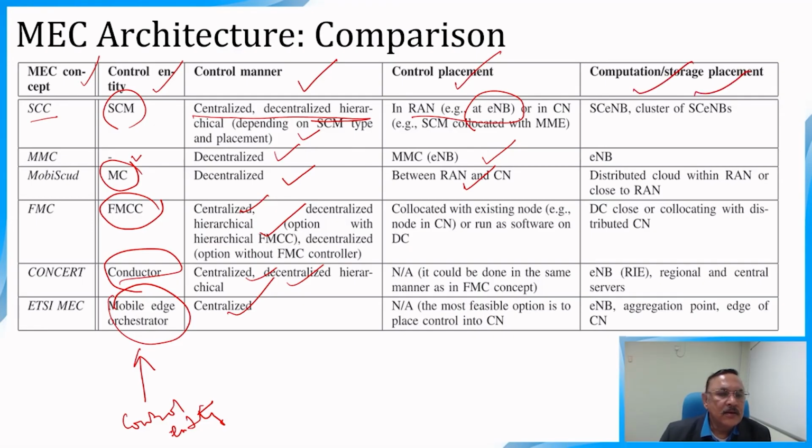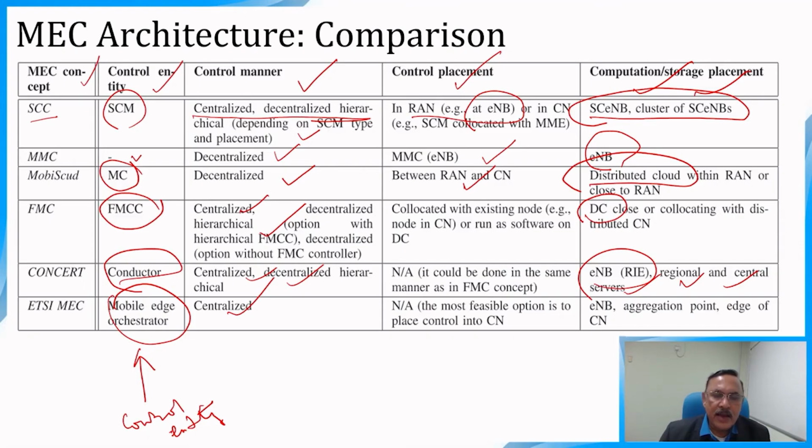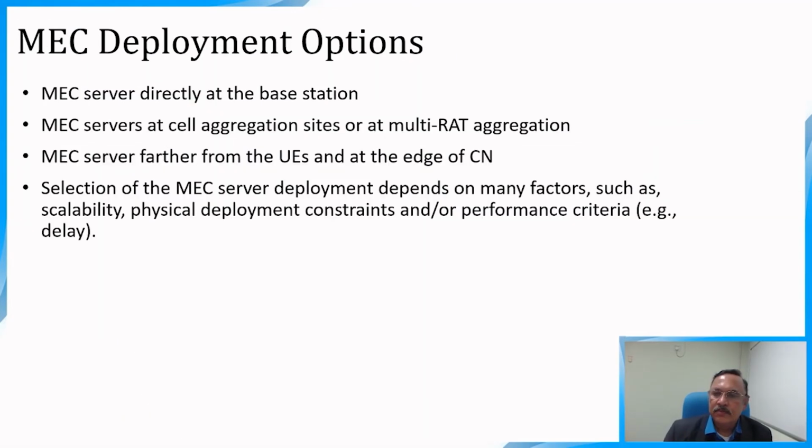Computation and storage placement: in SCC it is the SCeNBs, that is a cluster of SCeNBs, and in MMC it is the eNB. In MobiSCAT it is a distributed cloud within the RAN. In FMC it is a data center close to, or co-located with, the distributed core network. In CONSORT it is with the eNB, regional and central servers that we have seen in the previous slides. In MEC, computation and storage placement is at the eNB, the aggregation point and the edge of the core network.